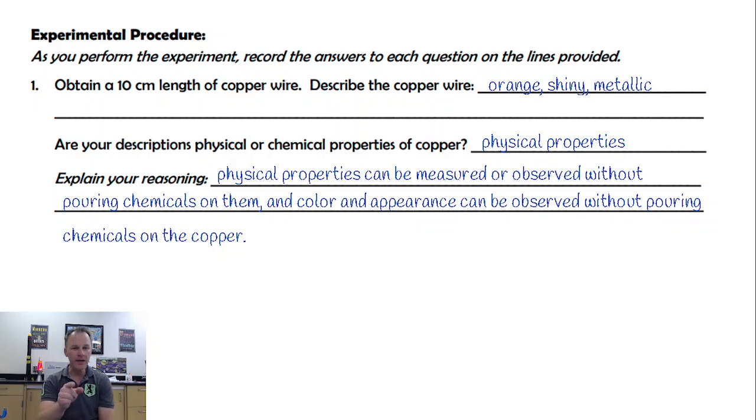So look at the way I explained it here. Do you think if you explained it the way I explained it, you'd get an A on the quiz?